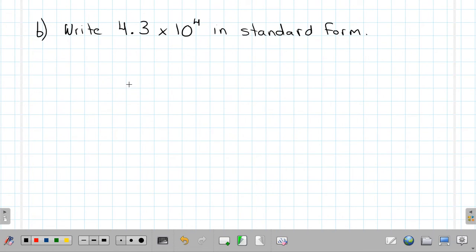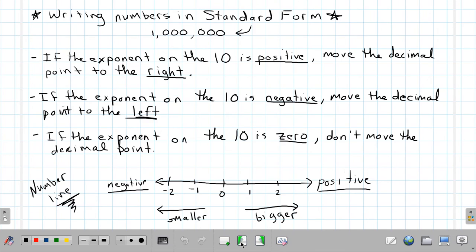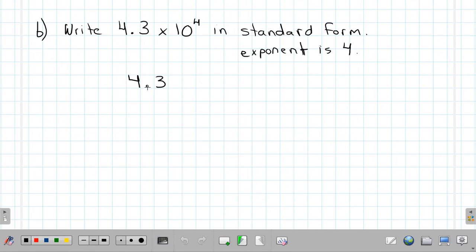Same exact process here. First off, we need to write the number 4.3 down. Then we notice that the exponent in this case is +4. Once again, if we flip back to the next to last page, if we have a positive exponent, we're going to move the decimal place to the right. Same exact thing: we put our pencil where the decimal place is, and in this case we're going to move the decimal to the right 4 spaces.